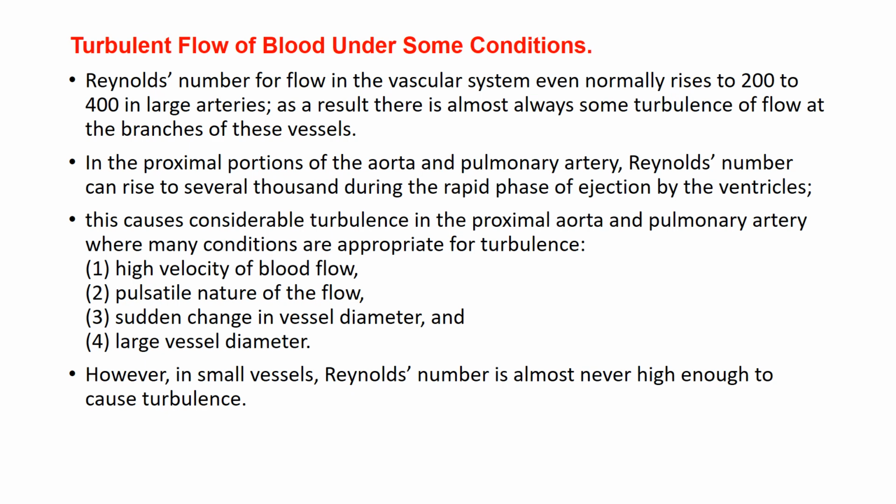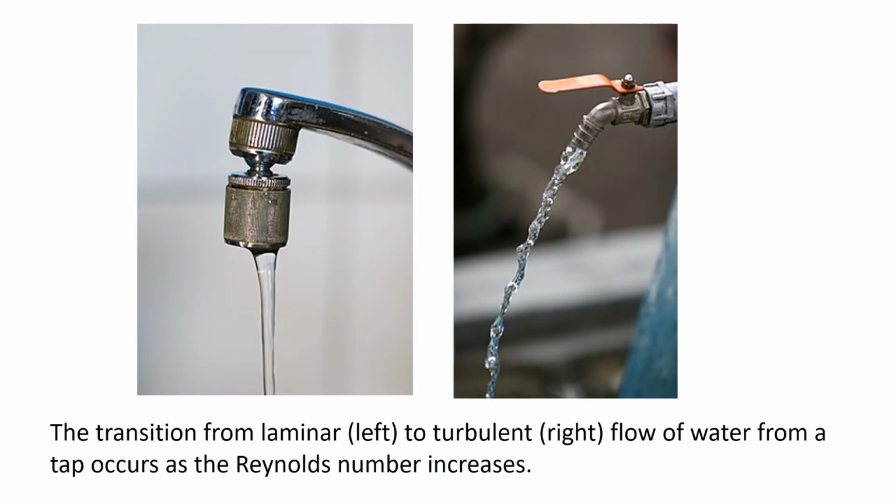1. High velocity of blood flow. 2. Pulsatile nature of the flow. 3. Sudden change in vessel diameter. And 4. Large vessel diameter. However, in small vessels, Reynolds number is almost never high enough to cause turbulence. The transition from laminar, left, to turbulent, right, flow of water from a tap occurs as the Reynolds number increases.